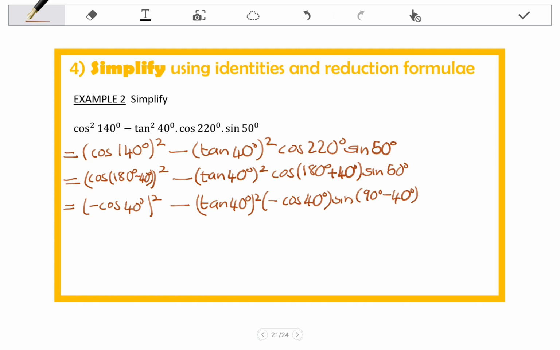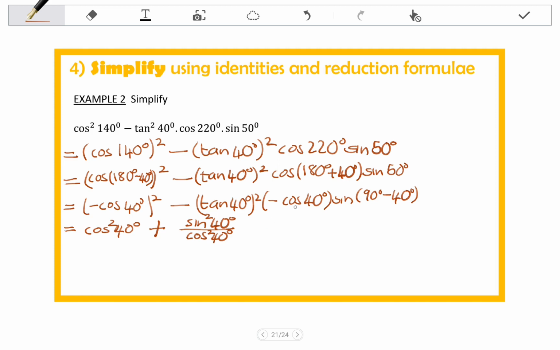Now you can skip the step of writing, but I'm going to do it. So while the angle is still the same value, I keep the same trig function. Only once the angle changes do I change it to its cofunction. Okay, so negative squared gives me positive. So this is (cos 40 degrees) all squared, minus, now I'm going to write (tan 40 degrees) all squared as (sine 40 degrees over cos 40 degrees) using the quotient identity. And of course, this is all squared. Then I'm multiplying by minus, so that's going to make this a plus.